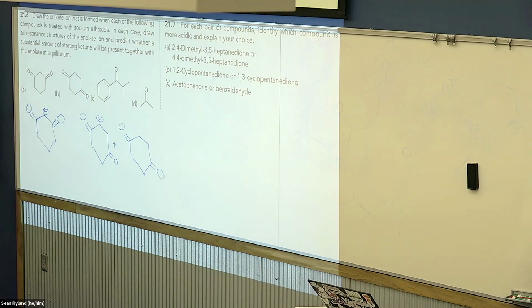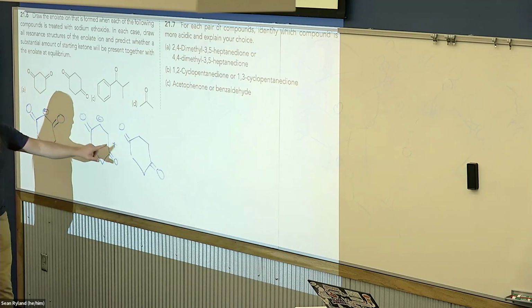So for A, we get that beta ketone. And because it is on the beta carbon, that allows us to make the enolate irreversibly with just the sodium ethoxide. For B, it's still a diketone, but it's not a beta diketone. It's a gamma diketone, which means you're not going to get that same amount of resonance. So in this case, you'll wind up with both of these present.